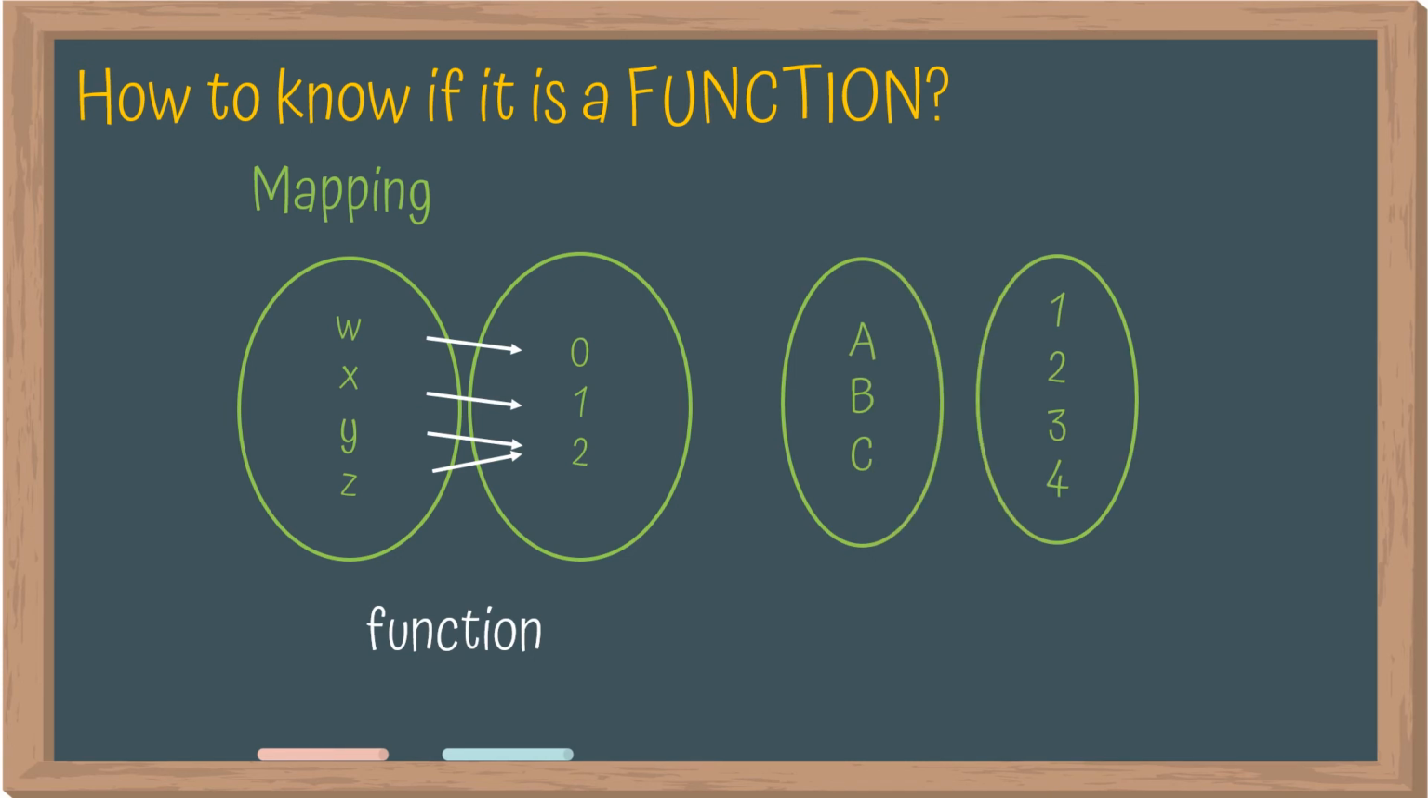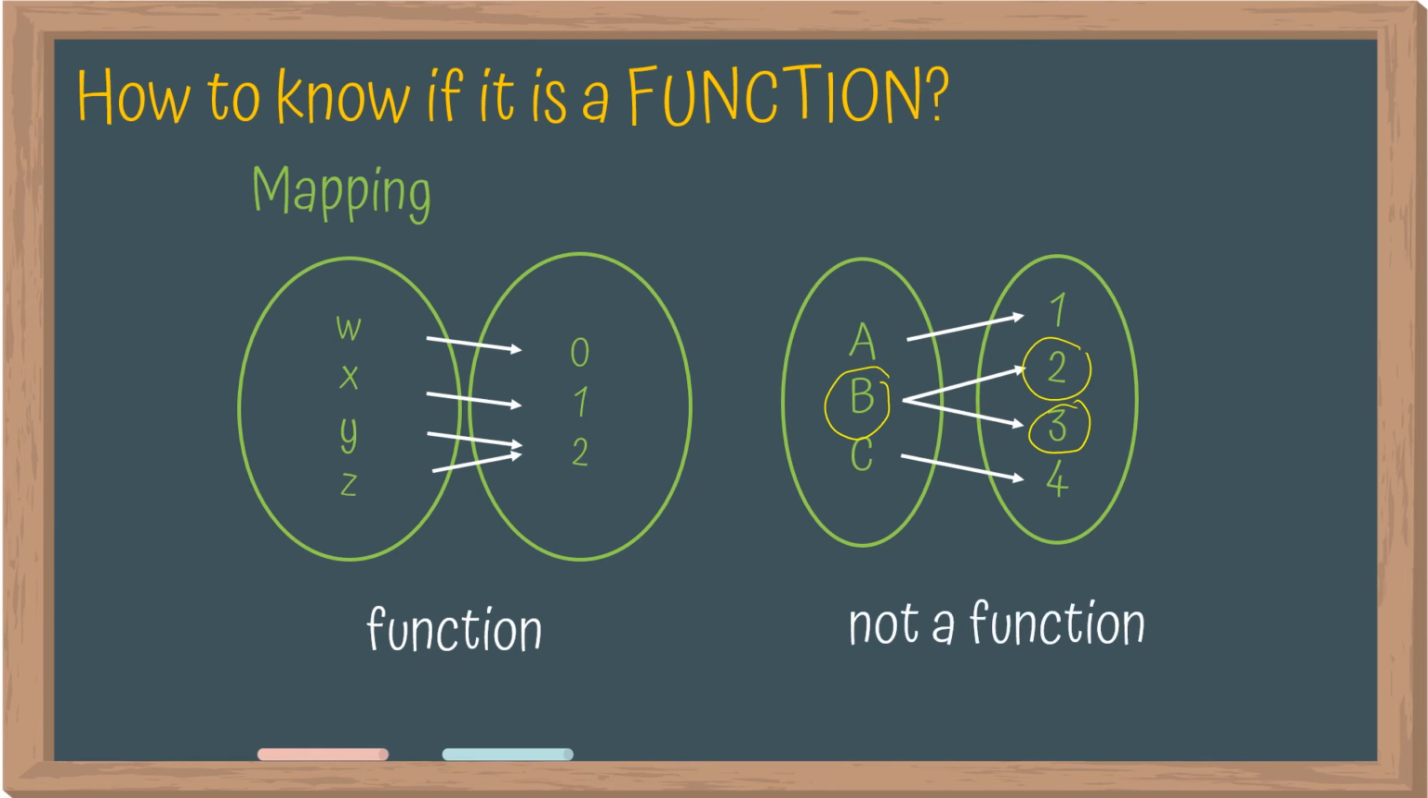Another example. Let's say we have here a relation pairing A to 1, B to 2, B again to 3, and C to 4. So as you can see here, our element in the domain B was paired with 2 values in our range, which are 2 and 3. So with this one, you can say that this given relation is not a function.